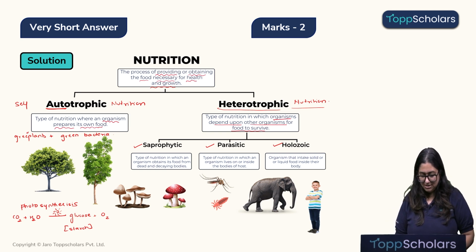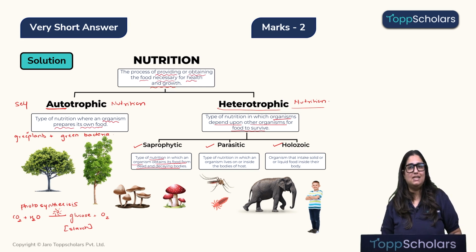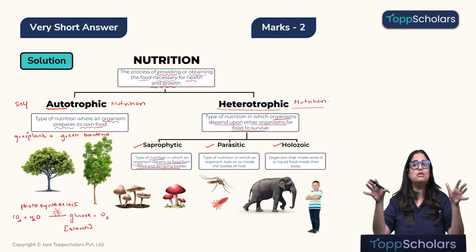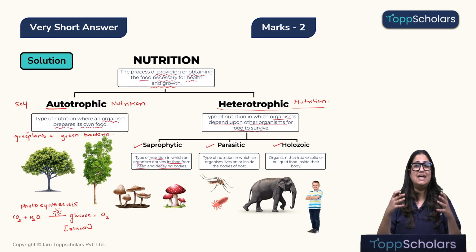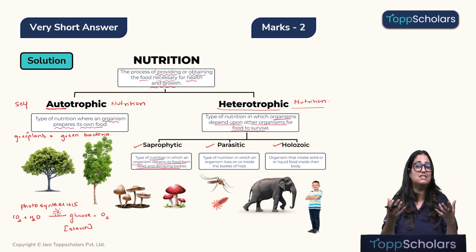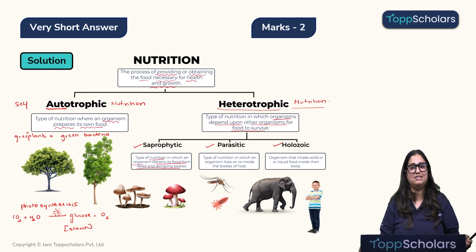Saprophytic mode of nutrition is a type of nutrition in which an organism obtains its food from dead and decaying bodies. Children, usually the fungi and certain bacteria, whenever they see a dead organism like a dead rat or a dead cat or a dead bird, release enzymes outside the body and start digesting the dead bodies. That means they start breaking down carbohydrates into glucose, proteins into amino acids, fats into fatty acids and glycerol, and then they absorb all these glucose, amino acids and fatty acids.